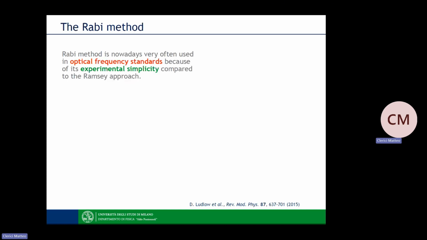Okay, so these are the two tools. I want to apply this kind of framework to two well-known schemes in quantum optics, namely the Rabi method and the Ramsey method, to estimate the frequency.